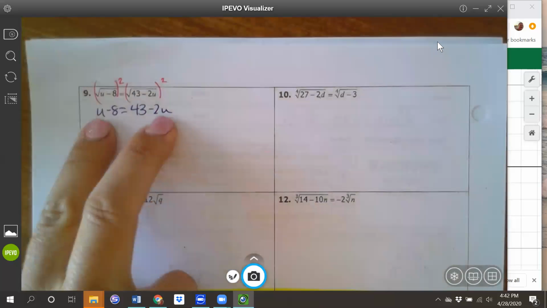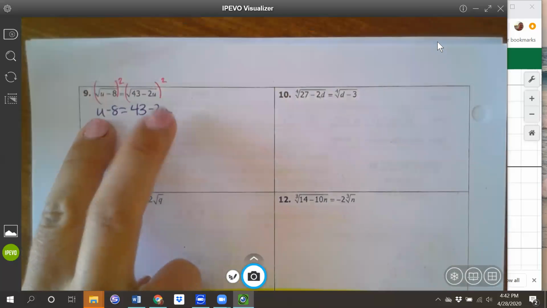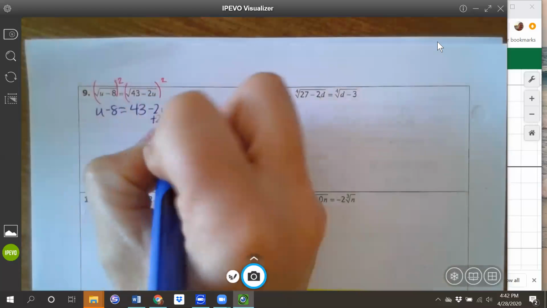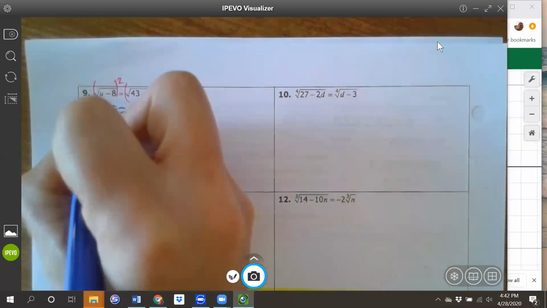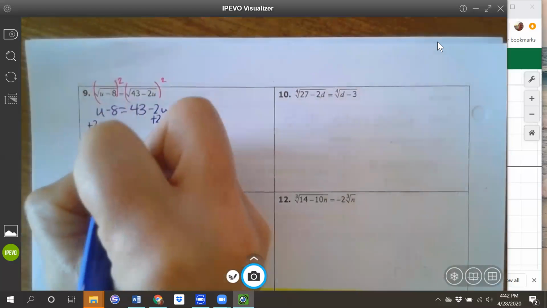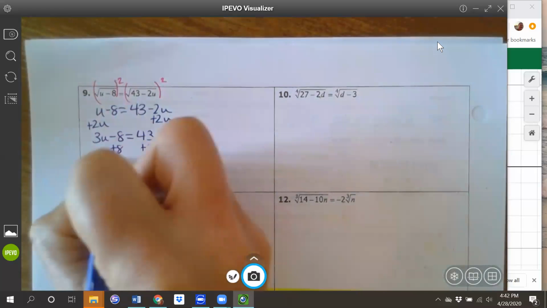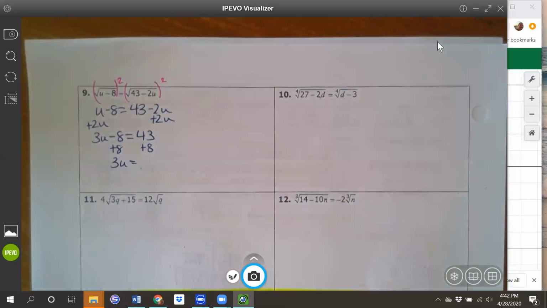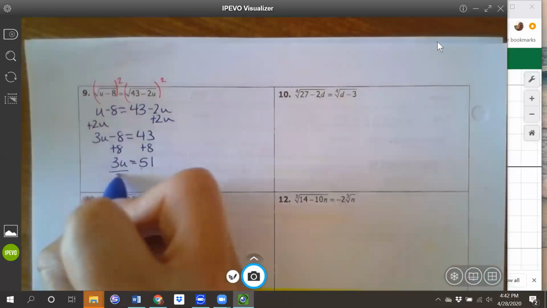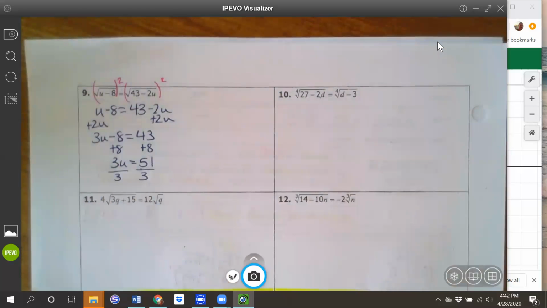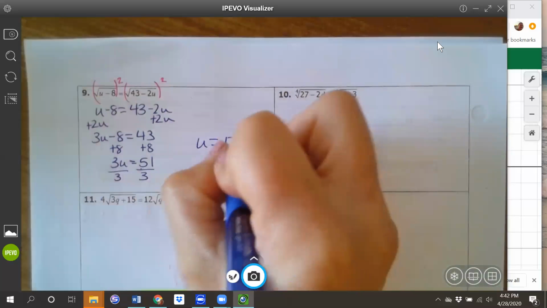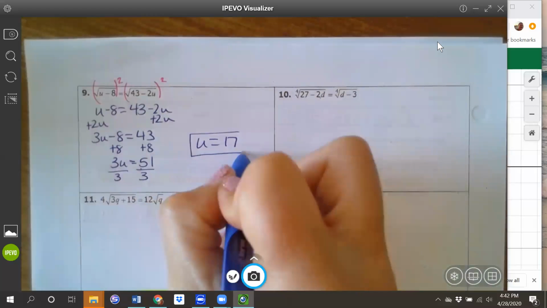Amazing. Now I got to get my u's together. I'm going to move the smaller one, adding 2u on both sides. 1u plus 2u is 3u. Adding 8 on both sides. 43 plus 8 is 51. And then divide both sides by 3. So 51 divided by 3, I get a u value of 17.